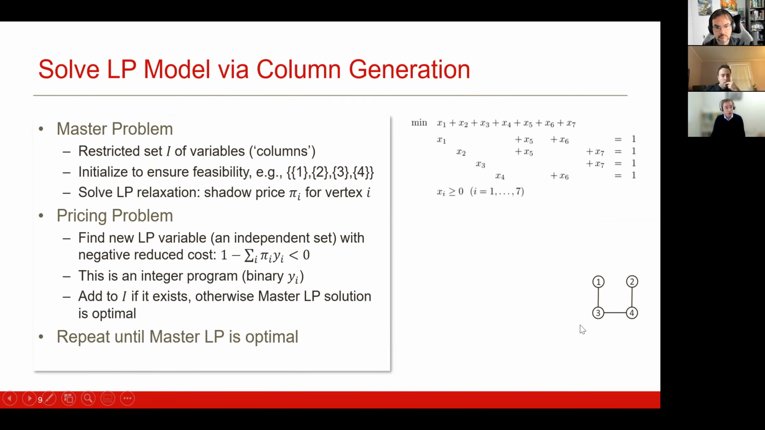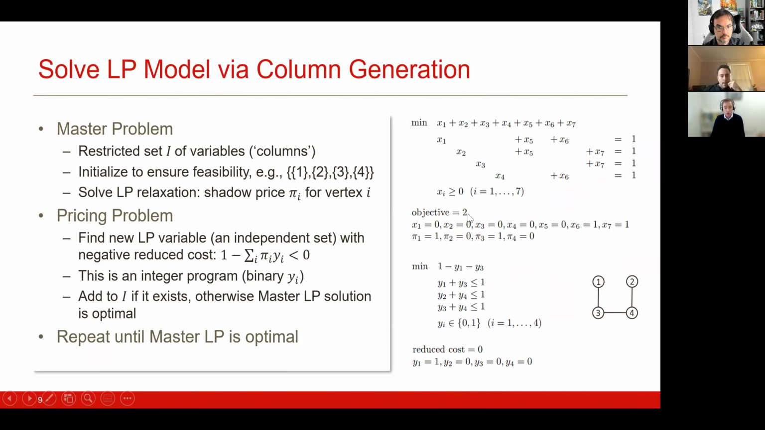And now if we solve this LP, we get an optimal solution of 2 in the LP. We get a reduced cost of 0 in the pricing problem, which means there's no more negative reduced cost variable available to us, and then we can terminate. And we have proof by LP theory that this is actually the optimal solution.